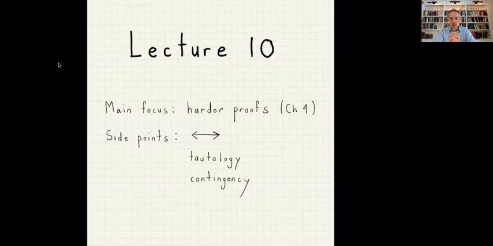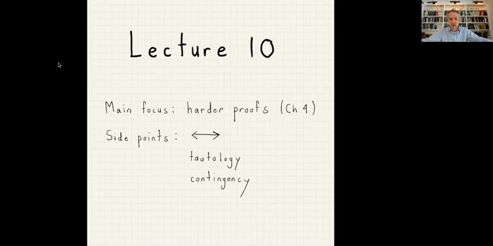However, what you will learn how to do is to stack new proofs on top of old proofs, so to speak. So you'll learn how to solve harder problems by building up intermediate steps. Okay, so that will be our main focus today. I'll call that harder proofs. And this covers some ground that's discussed in chapter 4.